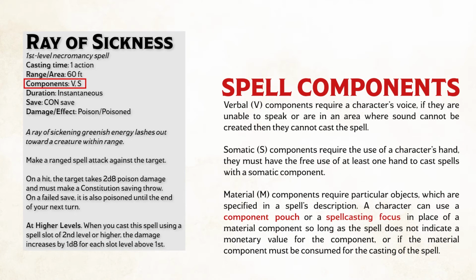Material components require particular objects, which are specified in a spell's description. A character can use a component pouch or a spellcasting focus in place of a material component, so long as the spell does not indicate a monetary value for the component, or if the material component must be consumed for the casting of the spell.